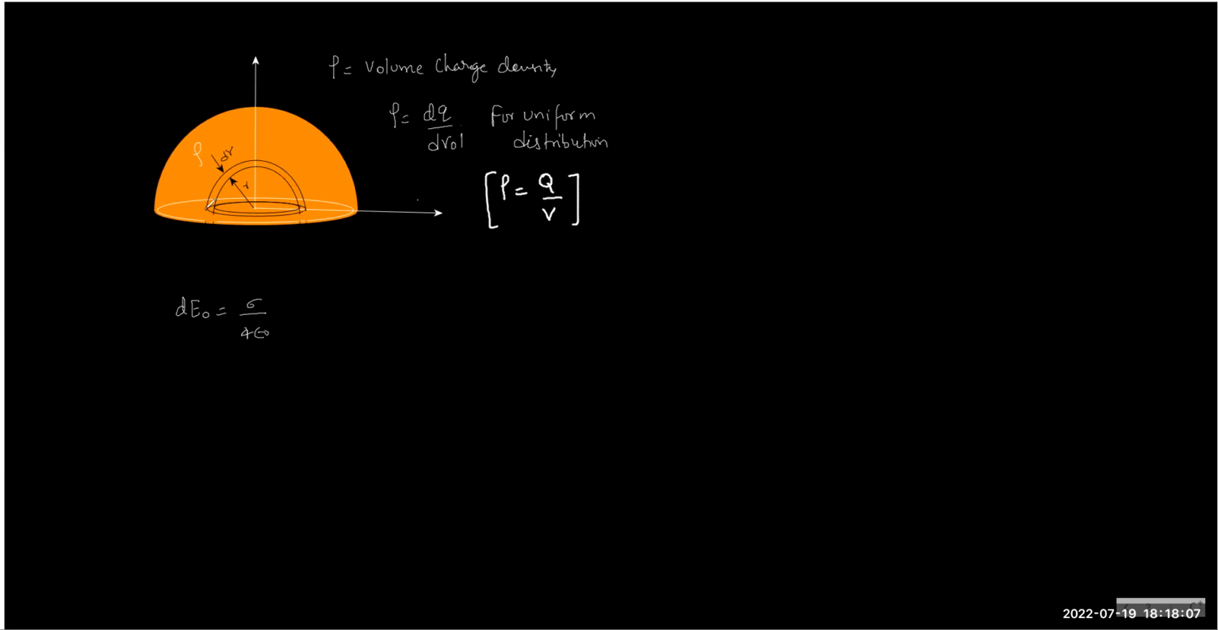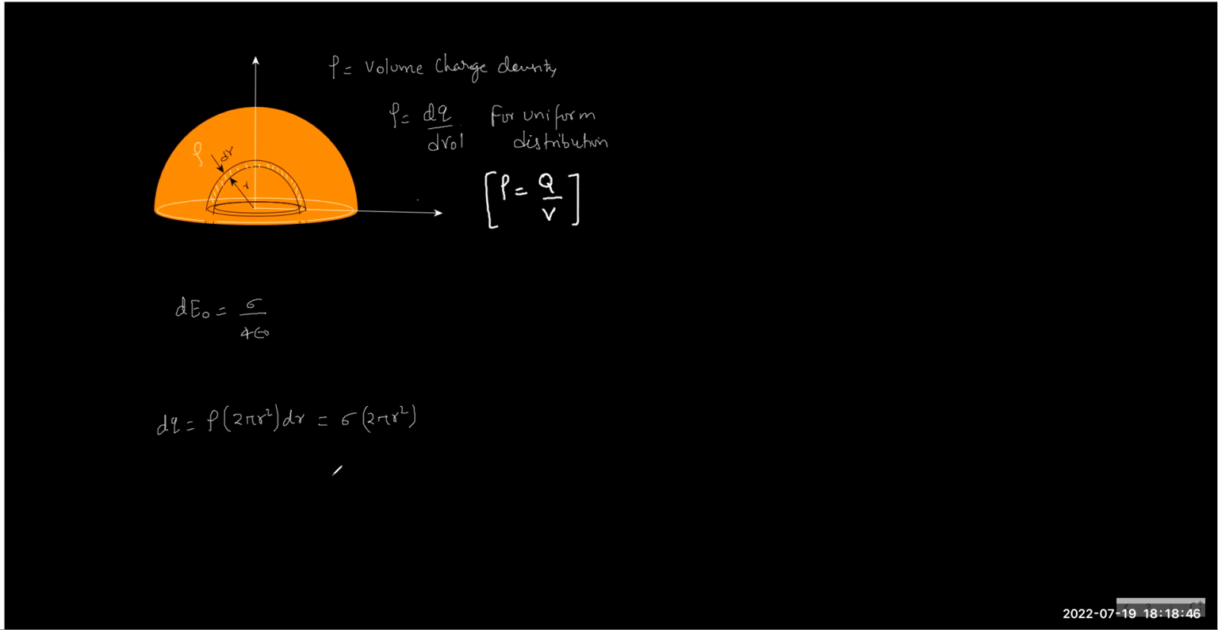Now, how to define sigma for a shell? We have to equate the charge in two scenarios. The charge in that thin shell will be density into volume of the shell. And the volume of the shell will be the surface area, which is 2 pi r square, half of the full sphere, times thickness. So rho into area into thickness is the charge. In terms of sigma, the charge we can write as sigma into area only.